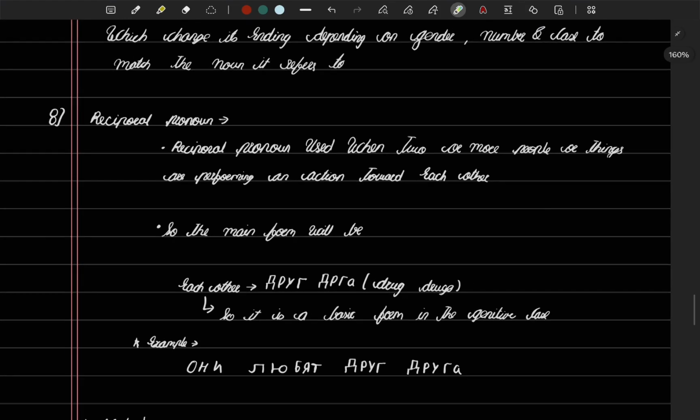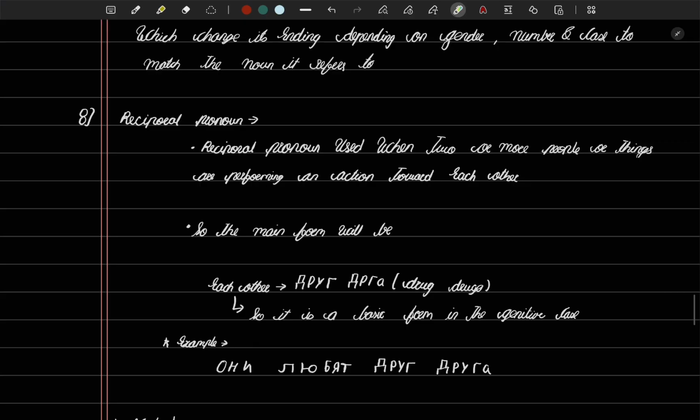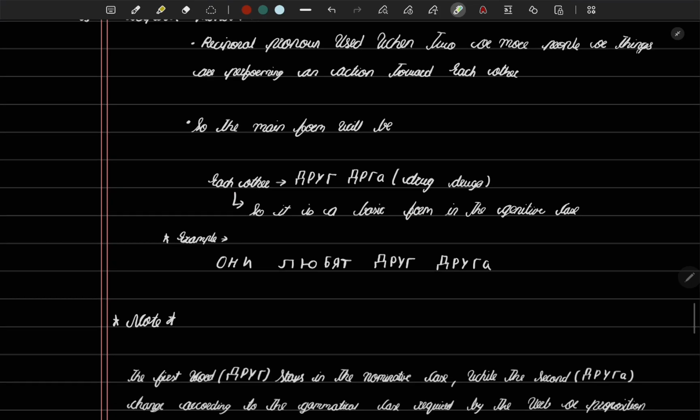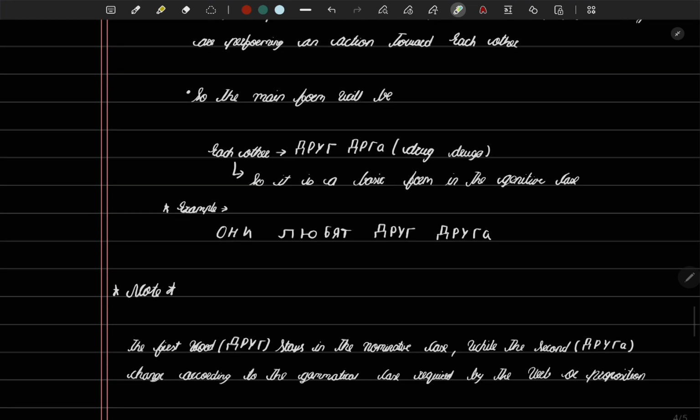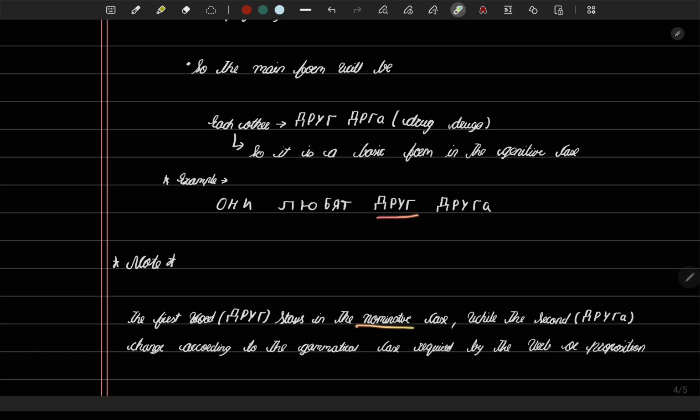Now the eighth one will be the reciprocal pronoun. Reciprocal pronouns are used when two or more people or things are performing an action towards each other. The main form will be each other. In Russian, each other will be drug druga. It is a basic form in genitive case. For example, oni lyubyat drug druga. The first word, drug, stays in the nominative case, while the second word, druga, changes according to the grammatical case required by the verb or preposition.